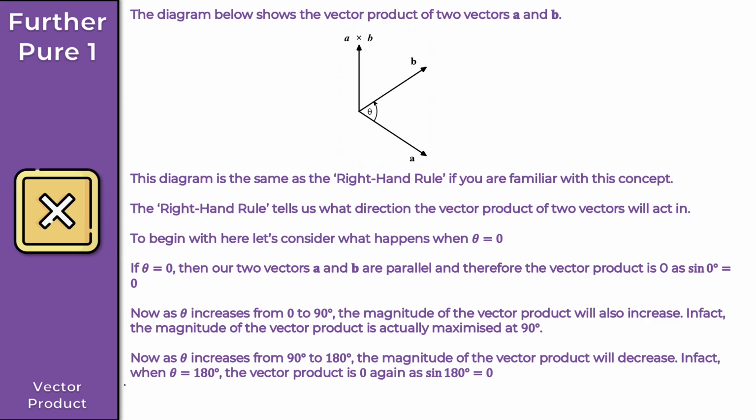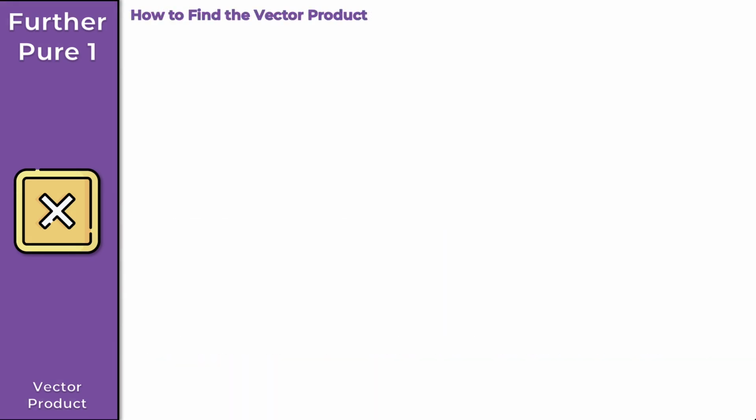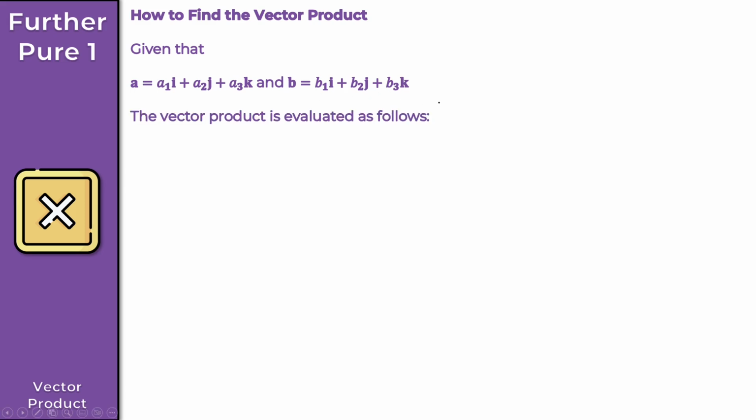Okay, so that covers everything for this page. Let's have a look now at how we actually find the vector product for two vectors. If we're given these two vectors, the vector A, which is equal to A1i plus A2j plus A3k, and we also have the vector B, which is equal to B1i plus B2j plus B3k, then the vector product of these two vectors A and B is evaluated as follows.